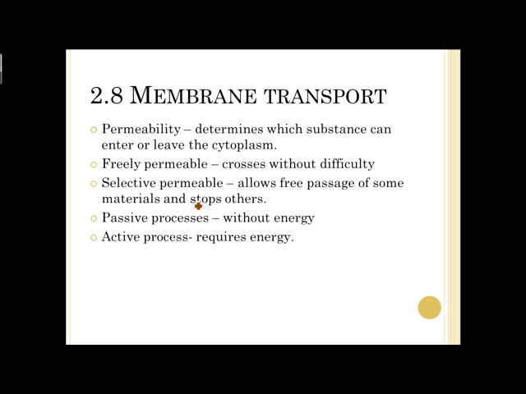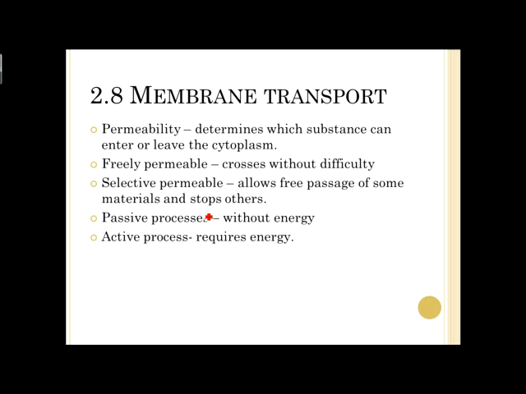Membrane transport. Permeability determines what substance can either enter or leave the cytoplasm. We have the term freely permeable, which crosses without any difficulty whatsoever. So a freely permeable fluid would go in and out of the cell freely, no gates, no nothing. Selectively permeable allows free passage of some materials and stops others. So things like sodium or potassium, it may allow to come in or out as it pleases, but it may stop things like proteins and sugars.